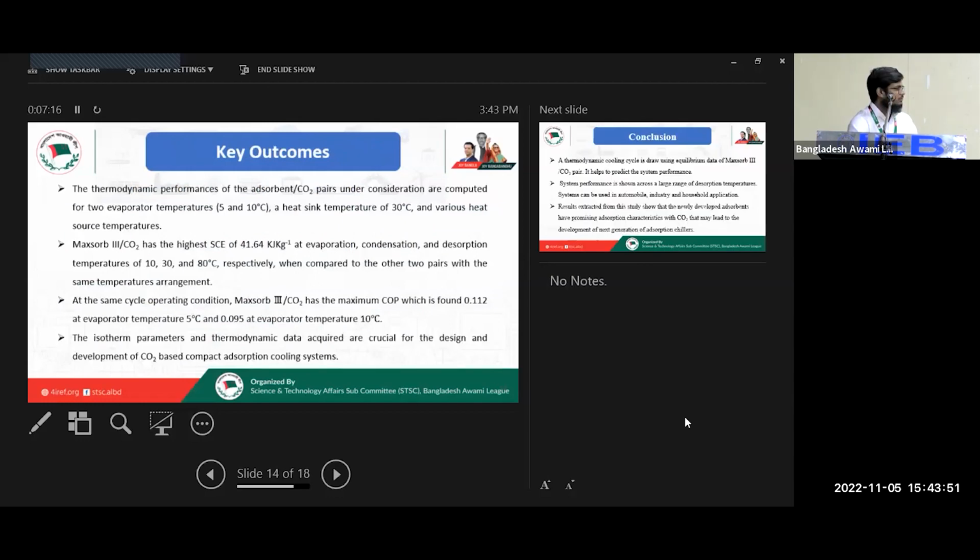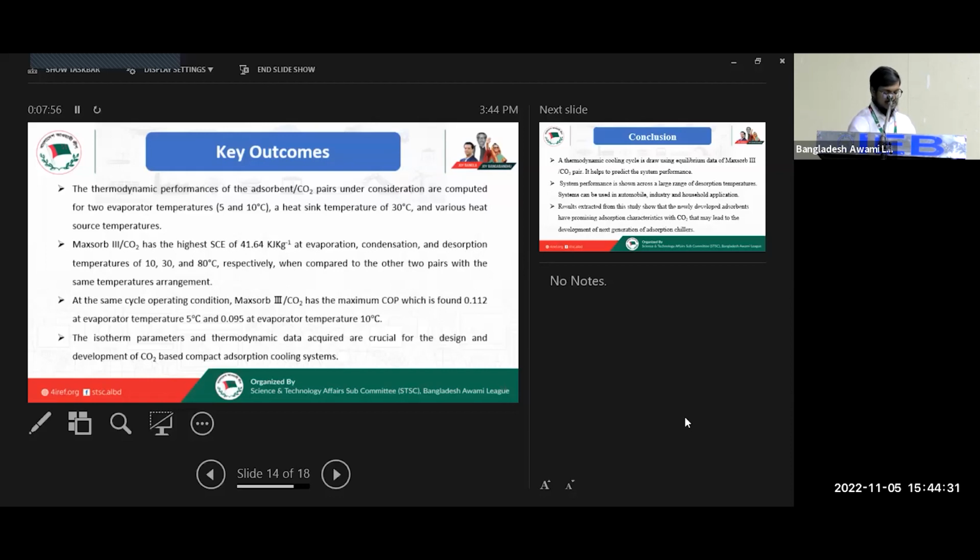Key outcome. The thermodynamic performance of the adsorbent-carbon dioxide pairs under consideration is evaluated for two evaporator temperatures, a heat sink temperature of 30, and various heat source temperatures. MaxFlow 3 carbon dioxide has the highest specific cooling effect of 41.64 kilojoules per kg at evaporation, condensation, and desorption temperatures of 10, 30, and 80 degrees Celsius, respectively, when compared to the other two pairs at the same temperatures and arrangement.